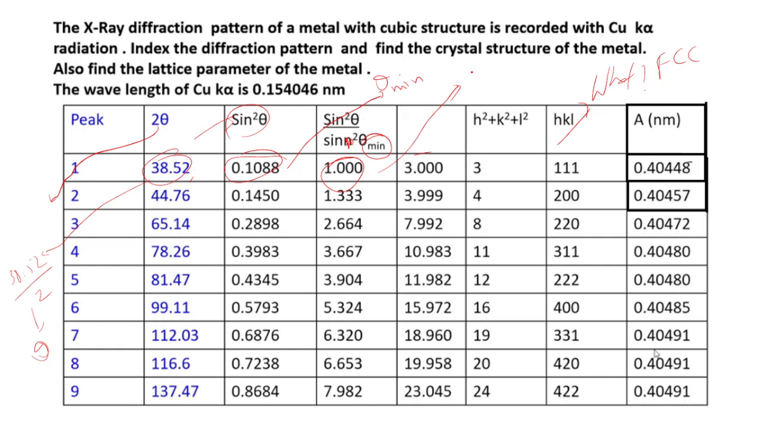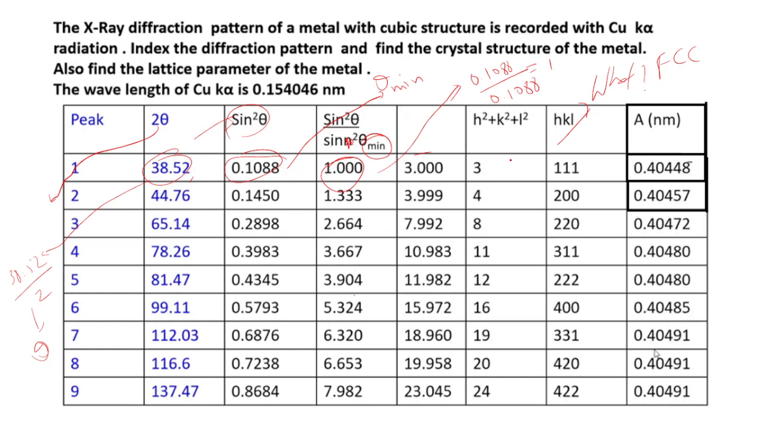What we are doing is 0.1088 divided by 0.1088. I'm taking the first value, right? The first peak is 0.1088, and among all these values, theta minimum is again 0.1088. So the answer is 1. So we get the answer over here. Likewise, we have to do this for all of these theta values.